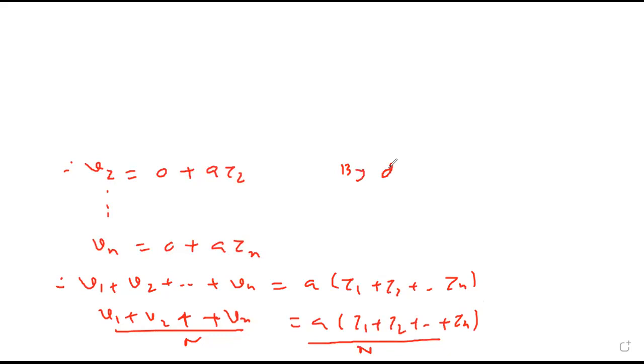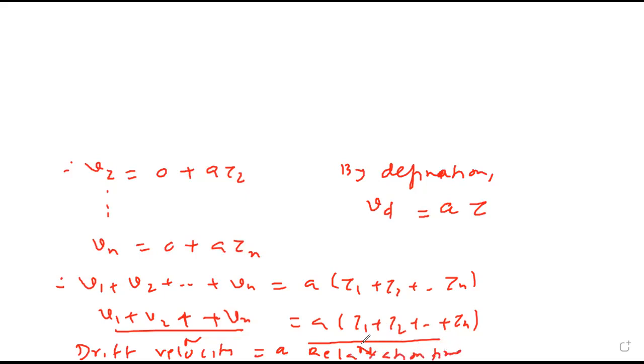By definition, this is called drift velocity. The average of all the velocities is called drift velocity, and this is relaxation time. Yes, sir. The average of all this is called drift velocity. So this is nothing but drift velocity equals A times relaxation time. The average of all the intervals of time is called relaxation time.